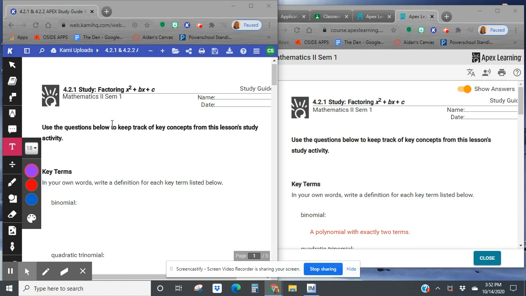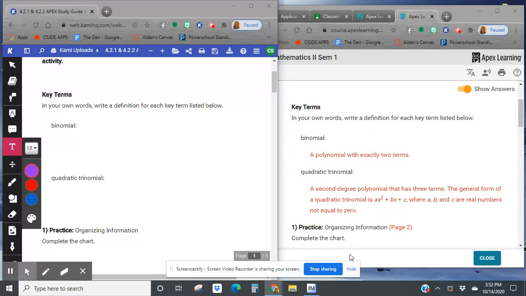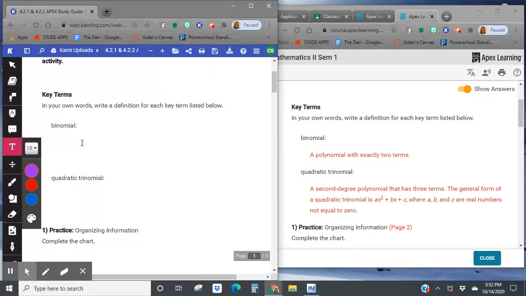All right, let's take a look at one more form of factoring here in the 4.2 section. So again, we're going to be talking about binomials and quadratic trinomials. So let's do a quick definition again here. So a binomial is a polynomial with exactly two terms.